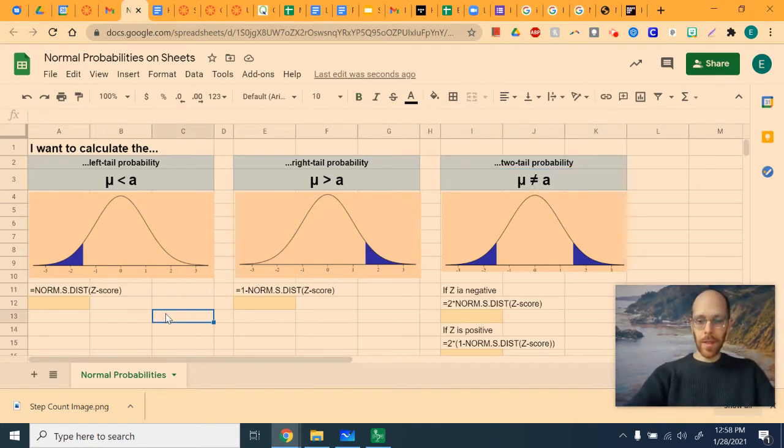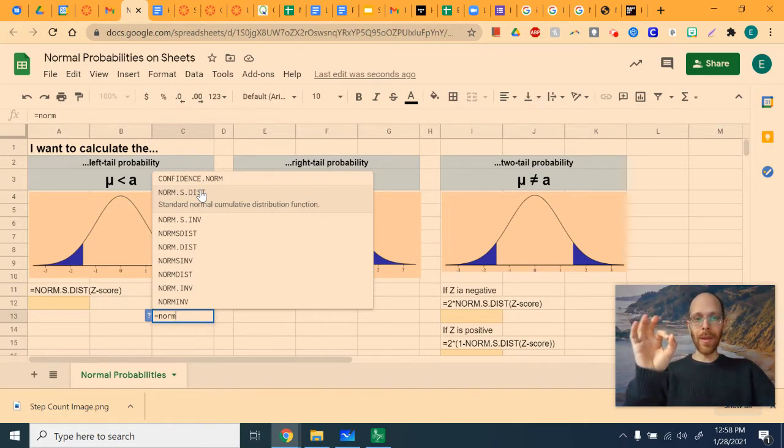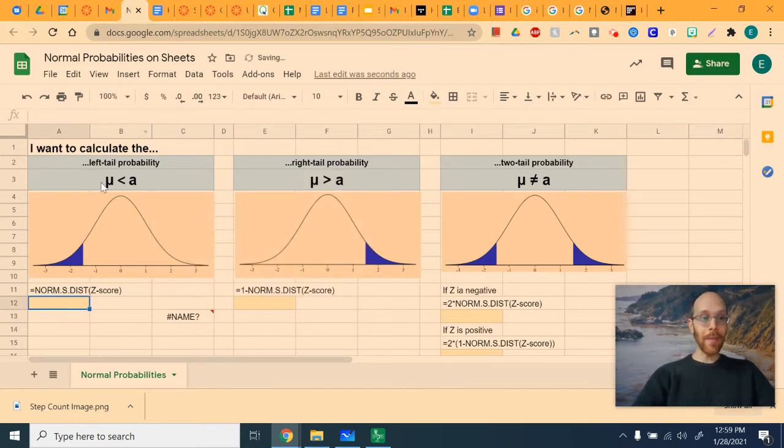Now, before I show you how to do this, I'm going to point out that if you do equal sign and then you type in norm, you get a whole bunch of different formulas. And so there's actually multiple ways that this can be done. The one that I've picked out for you is this one right here, norm.s.dist. And the nice thing about this is that there's only one value that you have to enter into the function, which I think makes it a lot simpler. Make sure that you don't get it mixed up with this one, norm.s.inv. We don't want that. Okay, so norm.s.dist. The first situation is when you have a less than.